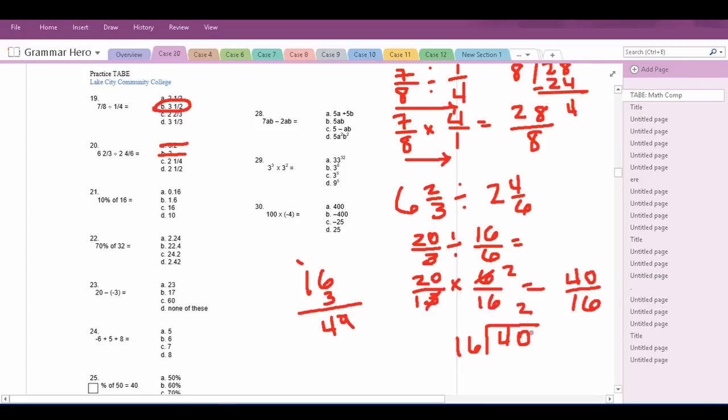16 times 2 gives us 32. Subtract it. Borrow 1, that becomes a 3. This becomes 10. So this becomes 8. Does 16 go into 8? It doesn't, so this is our remainder. Again, we can write that as 8 over 16, or simply 1/2. So this is 2 1/2.